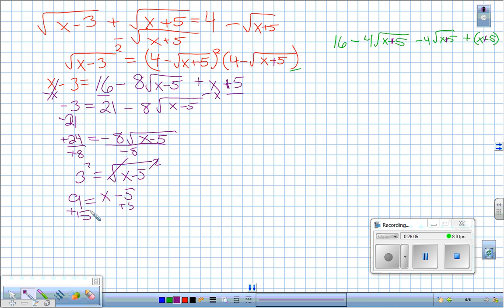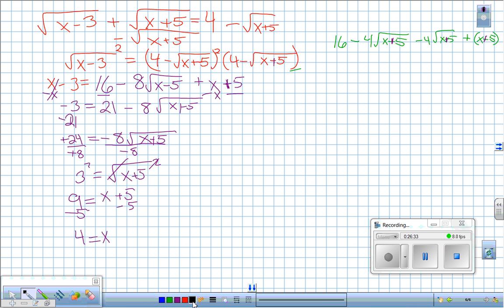And, oh my gosh, I keep doing this. I've made this mistake I don't know how many times. It was a positive 5, so now I have to subtract 5. I am sorry about all those sign errors. So now when I subtract 5, 9 minus 5 is 4. That equals x. I'm not done yet because I always still have to check my answers.